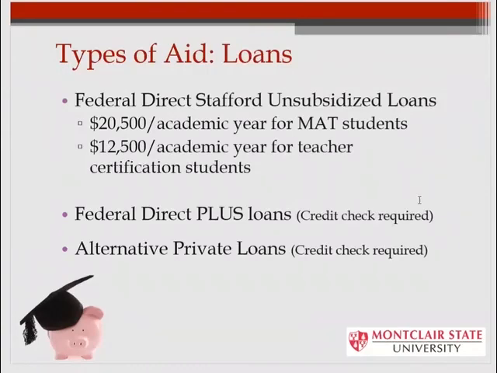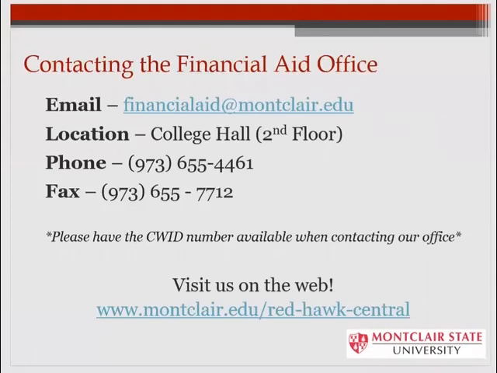If this is the initial certification, you have your bachelor's, you will be eligible to be viewed as an undergraduate student, and you will receive $12,500 for the year. All right. And then you're also eligible for that Federal Direct Plus loan and also the alternative private loans as well. Okay, so this is it for graduate students. These are the types of aid that we offer for our students.